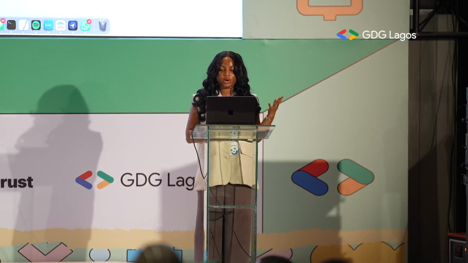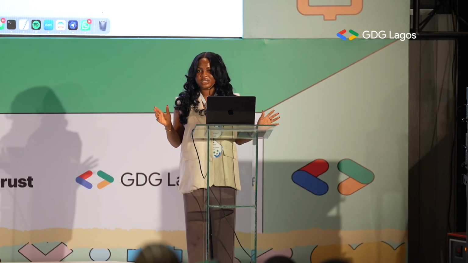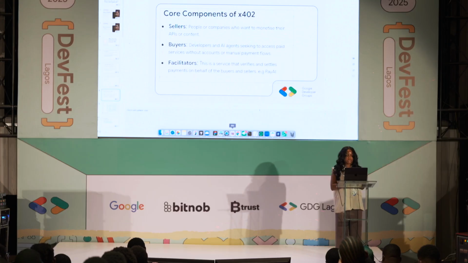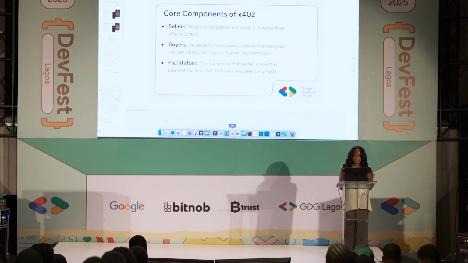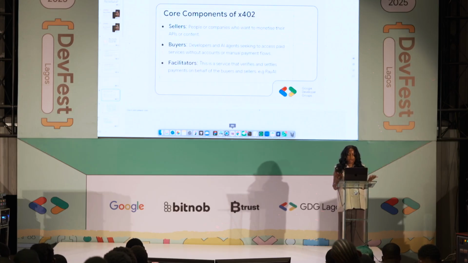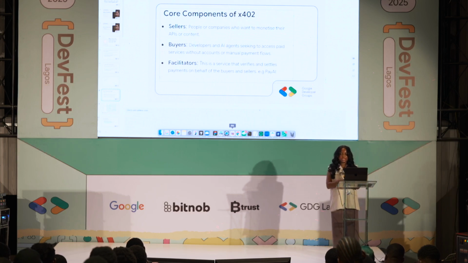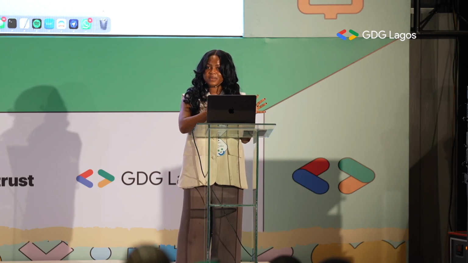So the sellers are people or companies who want to monetize their APIs or content. Very simple, straightforward. Then the next core component of x402 is the buyers. Literally those that are going to pay to access your product or your content. That's developers and AI agents seeking to access paid services without accounts or manual payment flows. And then we have the facilitators. This is a service that verifies and settles payments on behalf of buyers and sellers. So they are like the middlemen. They are the ones that will verify the payment between the sellers and the buyers. Are we still following? Cool, thank you.